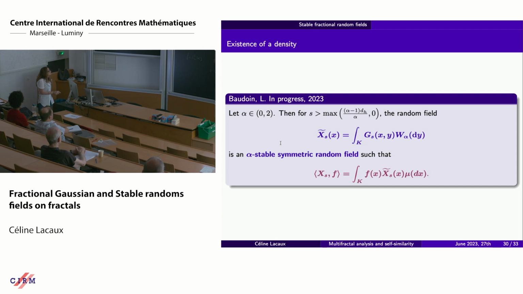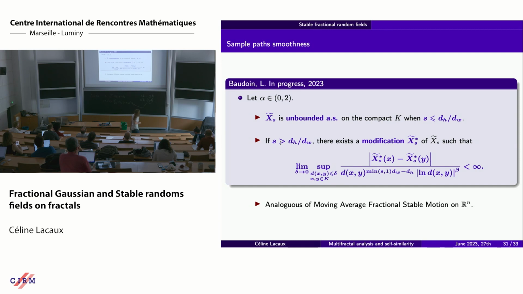If you take alpha equal to 2, you recover exactly, I think that one d_W is missing there. I think it should be (alpha minus 1) d_H divided by alpha d_W, so that if you take alpha equal to 2, you recover the lower bound I gave for fractional Gaussian fields. Sorry for the mistake. And so what happens is the following. If S is less than this bound, there is no continuous path. In fact, X tilde, the density, has unbounded sample paths almost surely. If S is bigger than this bound, you can prove that X tilde has a smooth sample path, and you can obtain an upper bound for its modulus of continuity, and the exponent will be given by this.